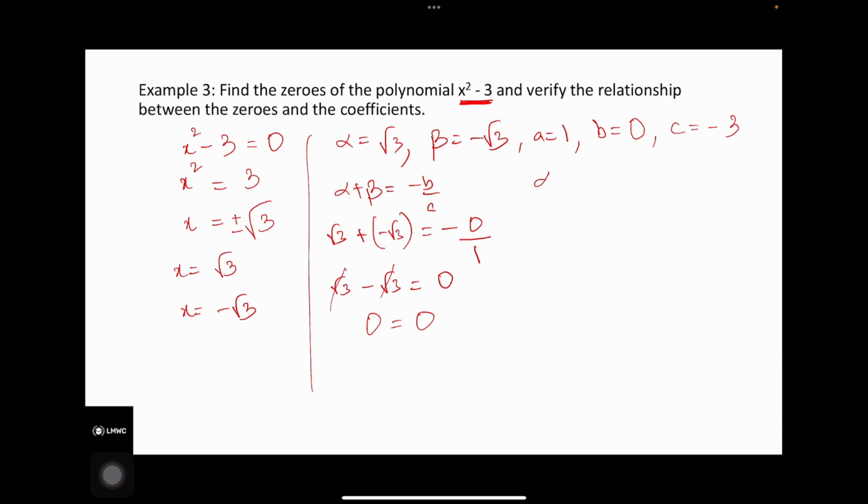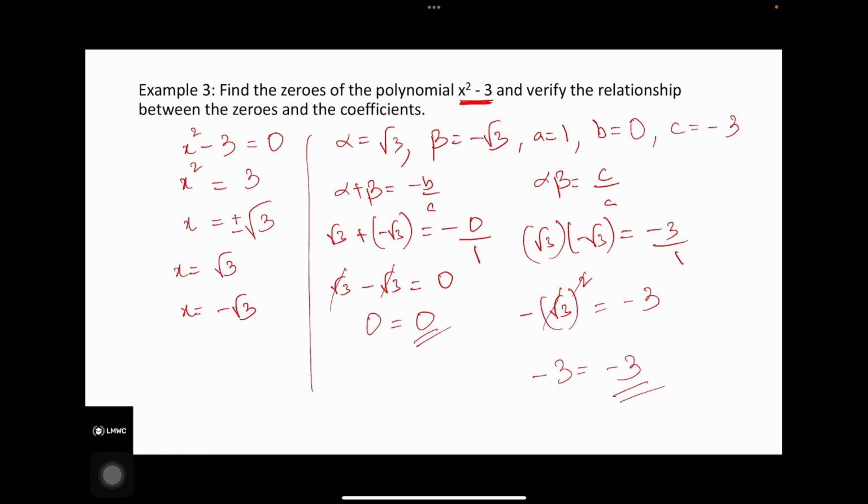So the second one is alpha times beta equals C by A. So alpha is root of 3, beta is minus root of 3, C is equal to negative 3 by 1. So root of 3 and root of 3, if you take the product, it will be root of 3 whole square with the sign plus and minus being minus, which is equal to minus 3 by 1, which is minus 3. So square and the root will get cancelled. So the final answer is minus 3 is equal to minus 3. So again in here it is verified.